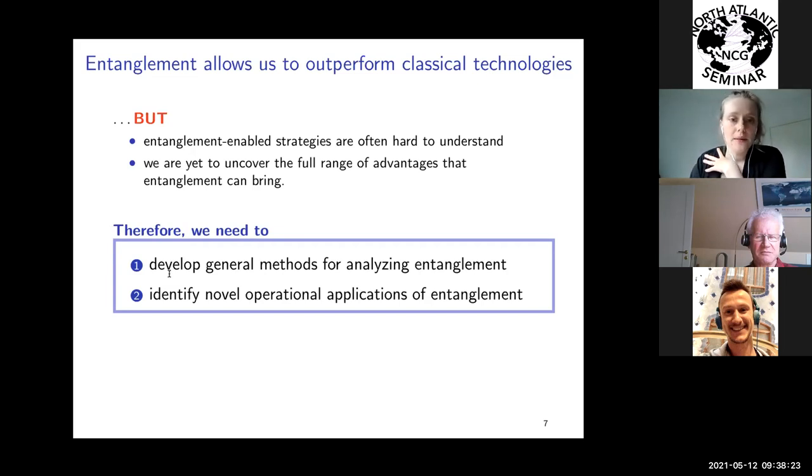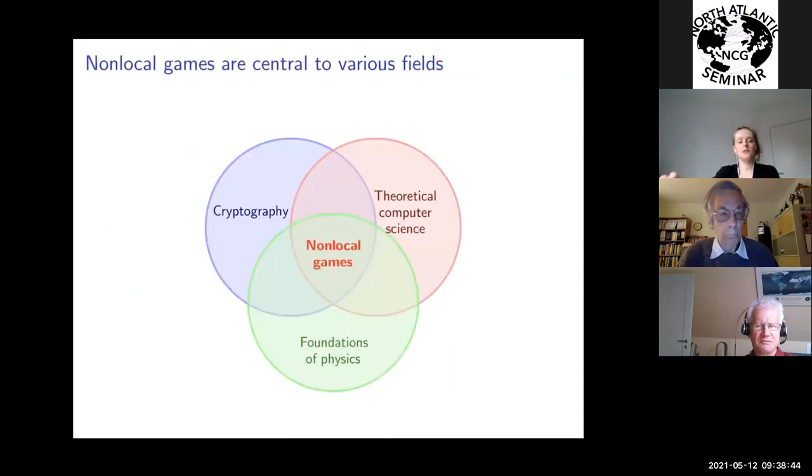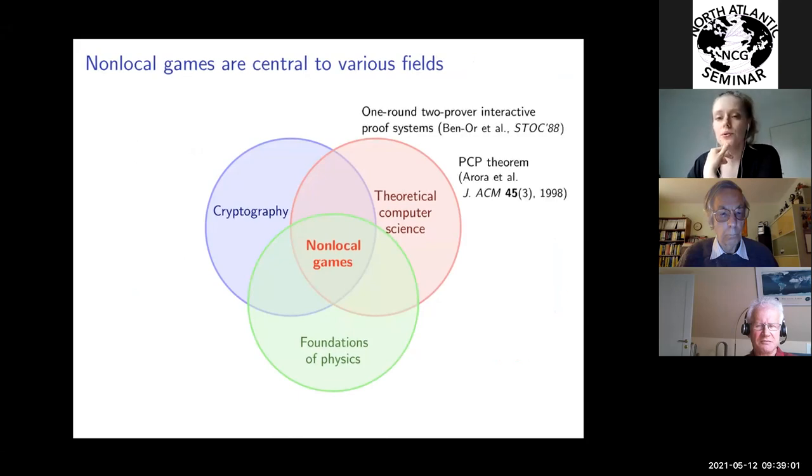Okay, to talk about this point one, these general methods for analyzing entanglement, we need some abstract model where we can model these entanglement-assisted strategies and then analyze them, right? And luckily, we already have such a model, provided through what I'm going to call non-local games. They are known under different names in various fields, but appear as central concepts in different fields. For instance, in theoretical computer science, these non-local games are referred to as one-round, two-prover interactive proof systems. And they've led to one of the central results in complexity theory, the so-called PCP theorem.